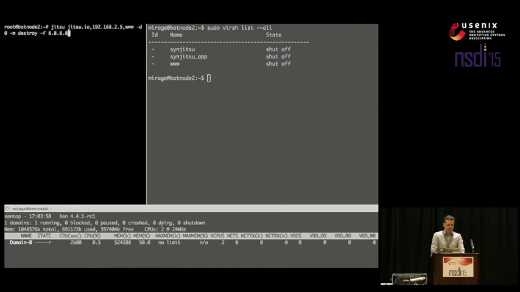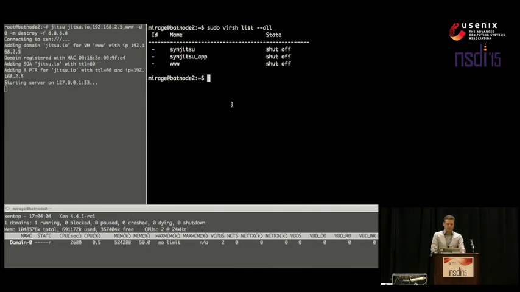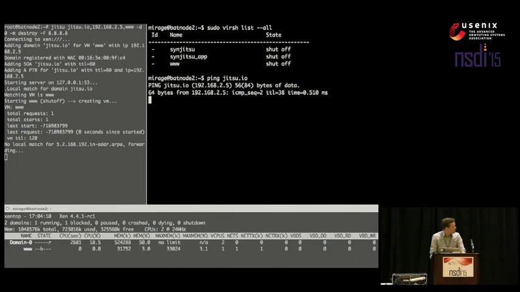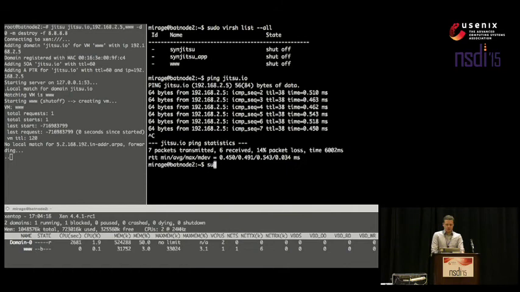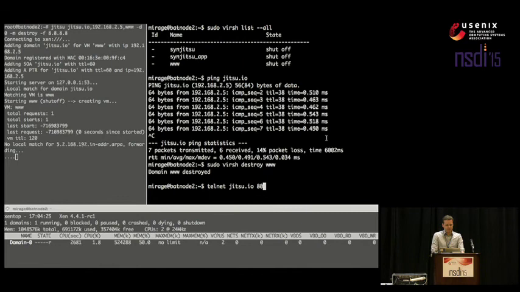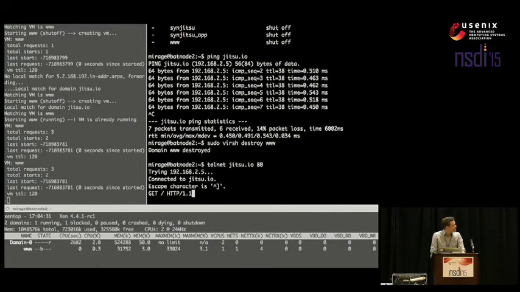Now if we ping the domain, jitsu.io, that should start the VM automatically. And here we can see that the VM booted and replies to the ping request. We can also try to telnet to port 80, just to verify that the web server is actually running. So we kill the web server and telnet to the domain on port 80. We can see that we're connected, and we can download the index.html file, which is a hello Mirage world HTML file.